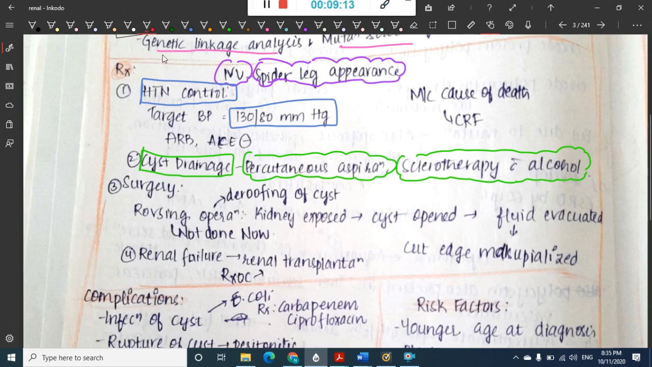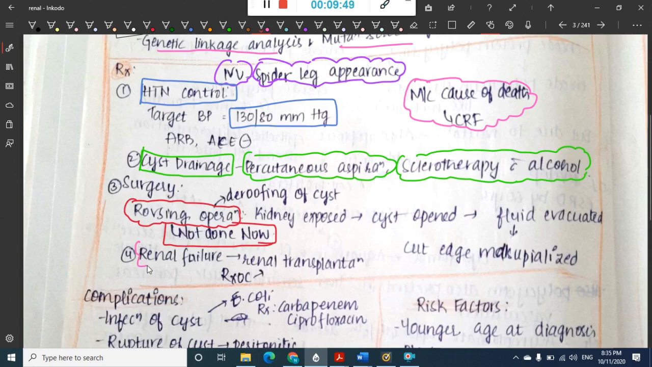In this deroofing of the cyst, first you will have to expose the kidney and open the cyst, and once you open the cyst you evacuate the fluid in the cyst, and the cut edge is marsupialized. So this surgery is called Rovsing's operation, but it is not done now, so you don't need to remember it. But the most common cause of death in these patients is chronic renal failure, because chronic renal failure is the most common complication in this patient.